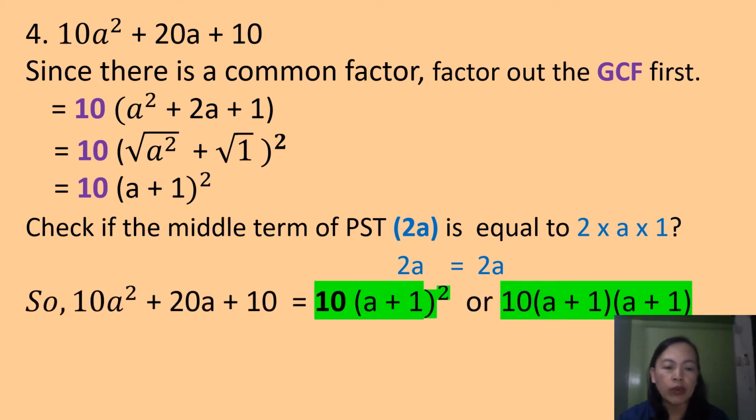So 10a squared plus 20a plus 10 is equal to, okay, 10. Sulat na natin. 10 times the quantity a plus 1 squared, or 10 times the quantity a plus 1 times the quantity a plus 1. Okay? I hope it's clear. May katanungan po ba?